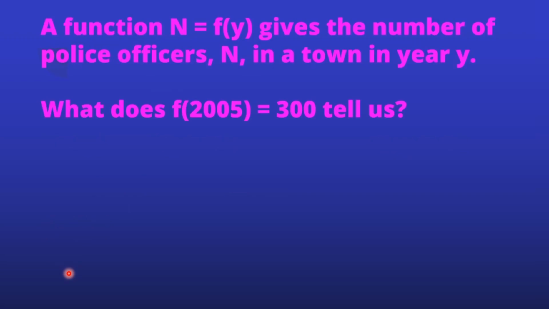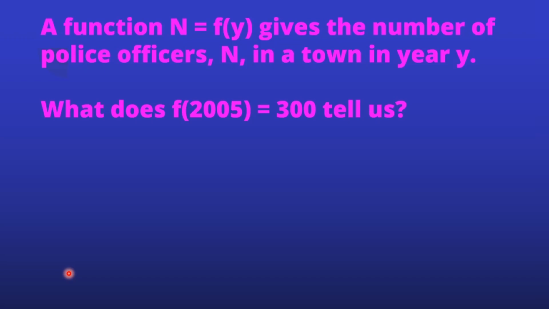A function n equals f of y gives the number of police officers n in a town in year y. What does f of 2005 equals 300 tell us? As we saw from the function notation model, the input is in the parentheses. In this equation, n equals f of y, y is a descriptive variable to represent the year.